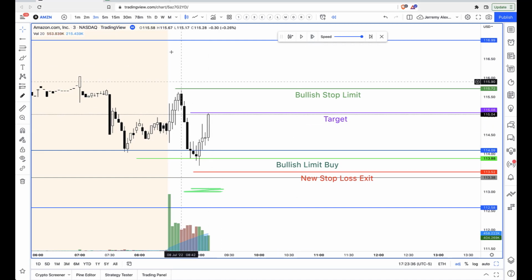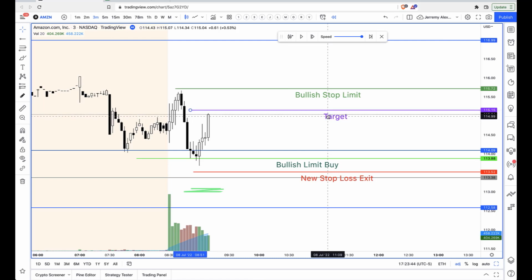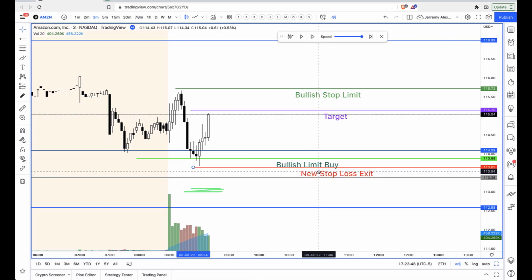Oh my gosh, that's amazing. Missed the target by a penny. So 115.07, 115.08 is the target. That means I'm going to increase the target and move my stop a little bit more. So I'm going to increase the target to 115.15, and I would take the stop loss and move it up into here, where regardless of where my stop was at this point, if it was 80 cents or the 50 cents, I would have my stop right there on Amazon.